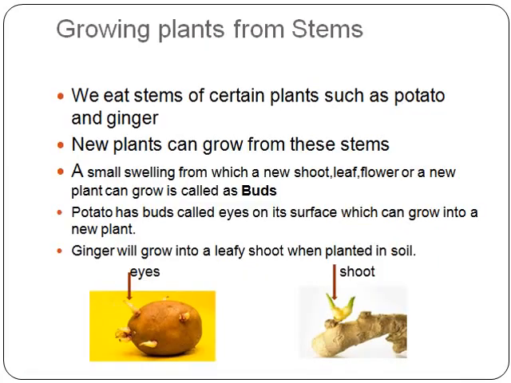Growing plants from stem. We eat stems of certain plants such as potatoes and gingers. New plants can grow from these stems. A small swelling from which a new shoot, leaf, flower or a plant can grow is called a bud. In potatoes, if you see, it has buds called eyes on its surface which can grow into a new plant. Whereas ginger will grow into a leafy shoot when planted in soil.